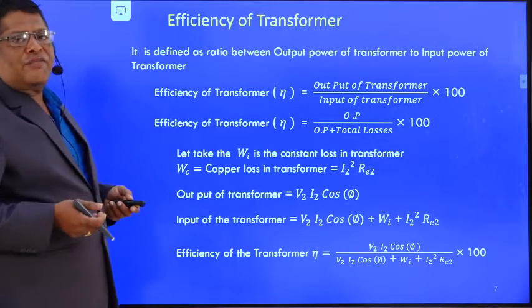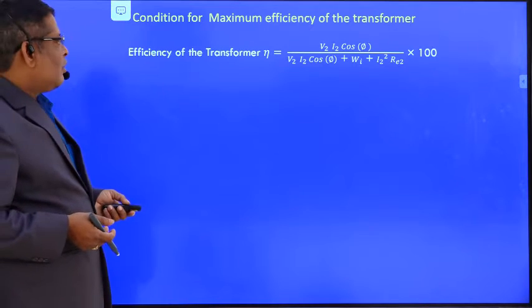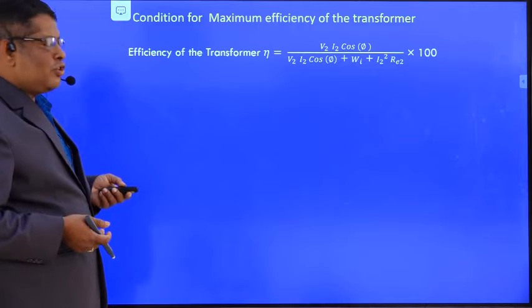Now to find the maximum efficiency of a transformer, differentiate the equation with respect to I2 and equate it to 0.